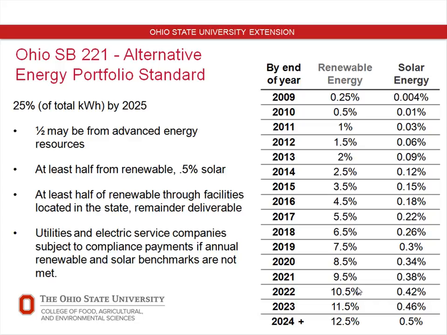So that's one piece. The other thing is there was what we refer to as a solar carve-out. So not only is there a requirement for renewable energy, there was a specific carve-out mandating that, hey, we need to come up with 0.5% from solar energy by the year 2025. So that's driving a lot of the development on the PV solar side.